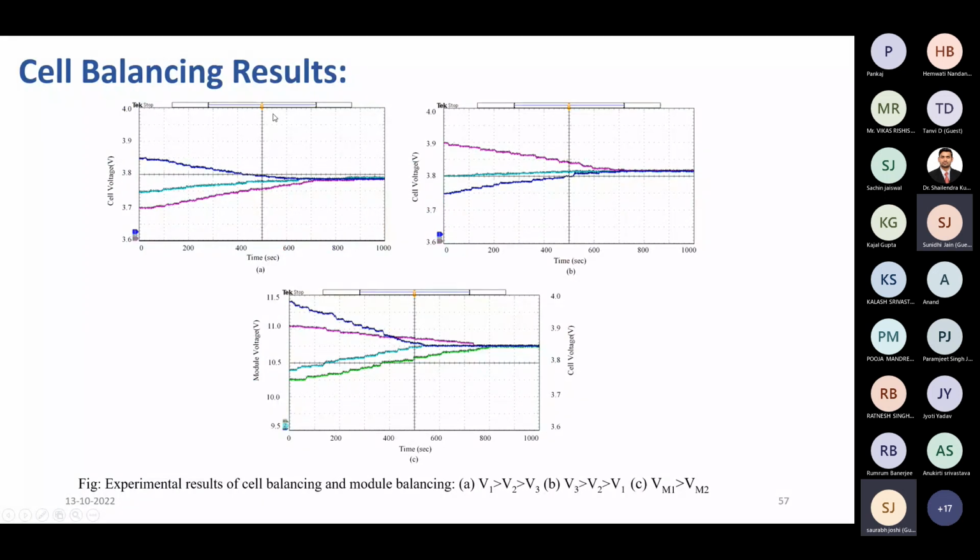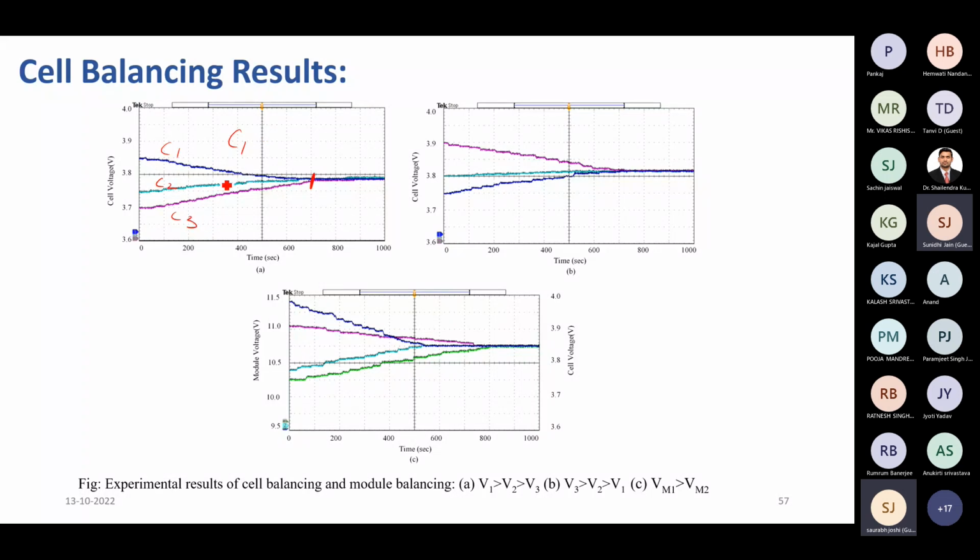And this is how far our proposed method and how the cell balancing is achieved. In the first experimental result, this is C1, C2, and this is C3. We can see that C1 is more than C2 and C3, and over a period of time we can see how the balancing is achieved. After almost 700 seconds it will take, so you can see that C1 is greater than C2 and C3.